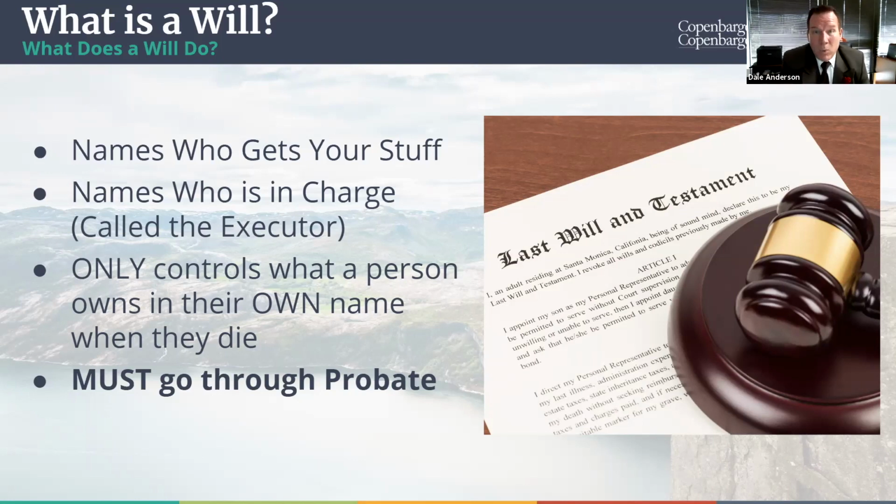Second thing, the will also only controls what's in your own name only. Remember the previous slide, we talked about different ways of holding title to things. But the only thing a will controls is what's in your name only. And finally, a will must go through probate. Again, I've had many people say, I'm going to avoid probate because I wrote my will, and so I'm going to avoid the probate process. Well, if you have a will, you've just guaranteed you're going through probate. So it's better for us to find out what is the probate process.